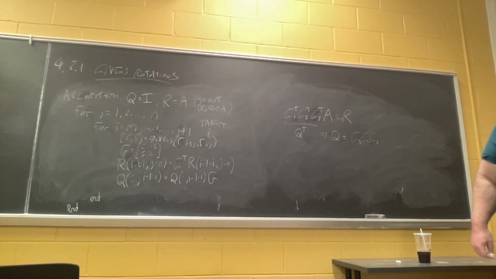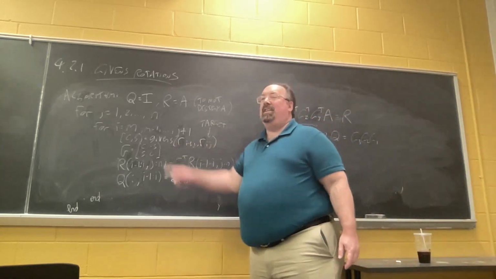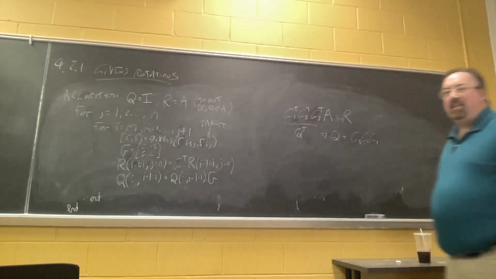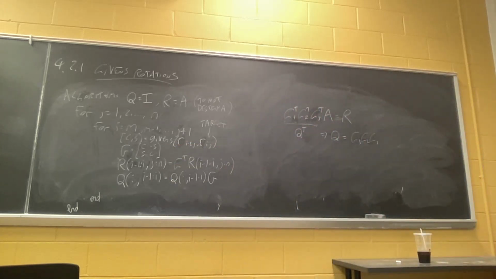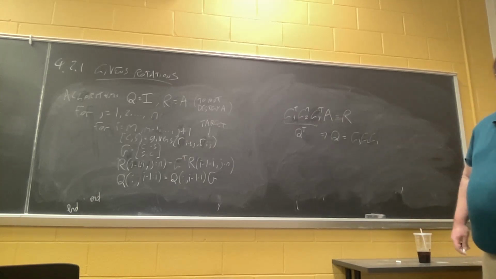G is only what we get when we place that 2x2 block in the identity. That's all this is. We take that block and we put it at a given position. That's it. That's the whole algorithm.